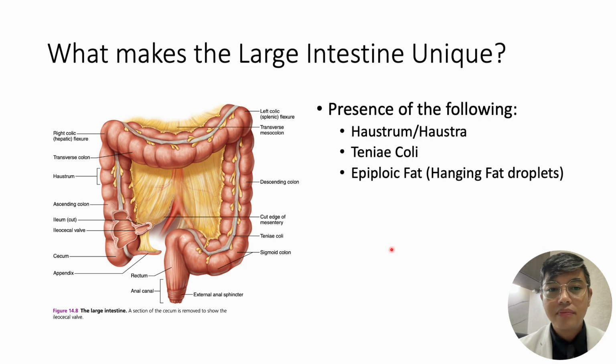So, sabi dito, you have the presence of your haustrum or your haustra. Makikita mo, ito yon, no? Yung parang kulukulubot. Okay? That is your haustra or your haustrum. You have here your taenia coli, ito yung nasa gitna. Okay? And of course, you have your hanging fat droplets. Okay? Or your epiploic fat.